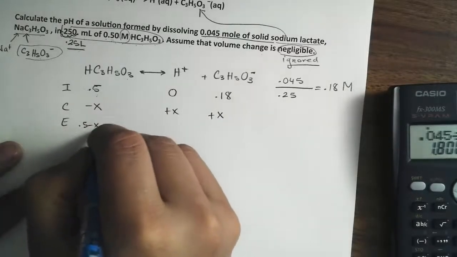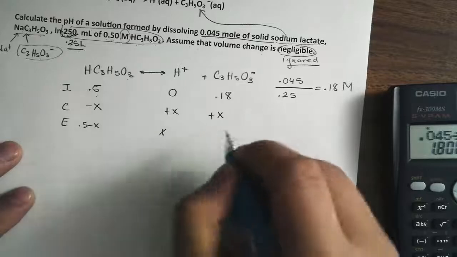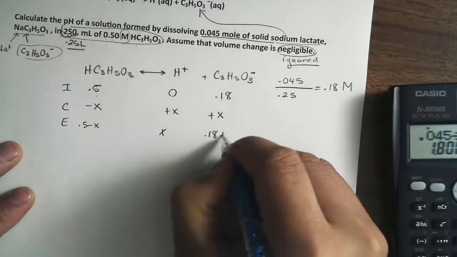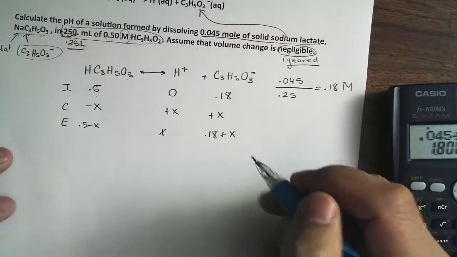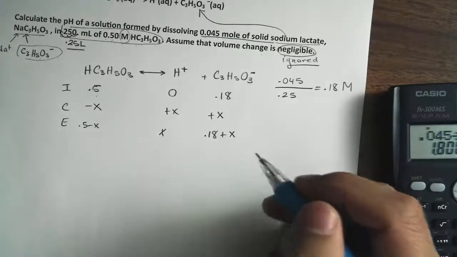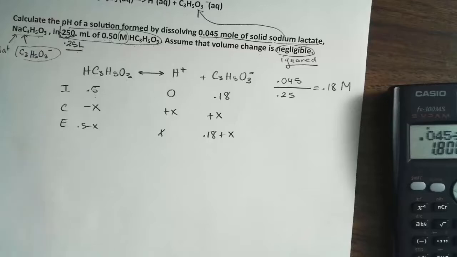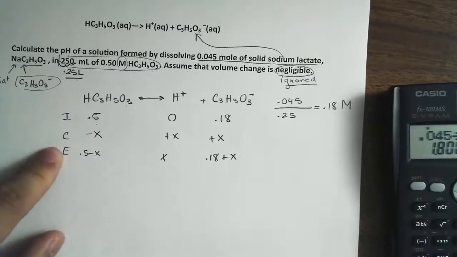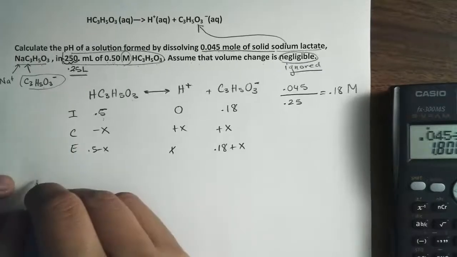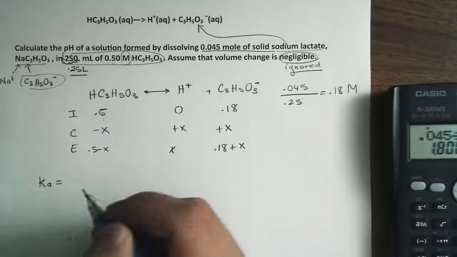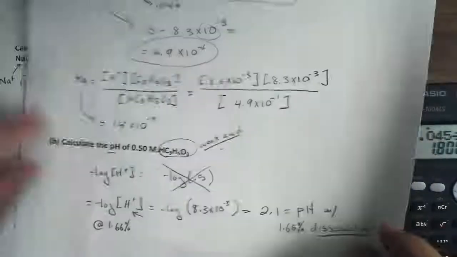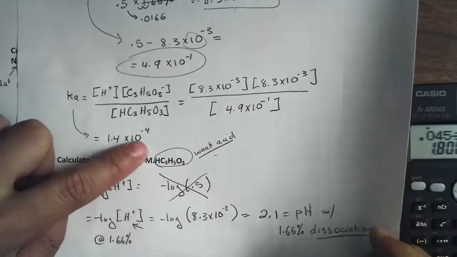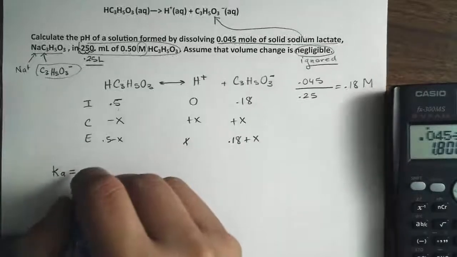We have 0.5 minus x. We have x right there, and we have 0.18 plus x right there. And again, we know that the equilibrium constant doesn't change unless you change the temperature. This happened at the same temperature, which is 298 Kelvin. That means the Ka is going to be the same, and we solved for that in the first part, which is right here: 1.4 times 10 to the negative 4. Okay, so that's what we have.